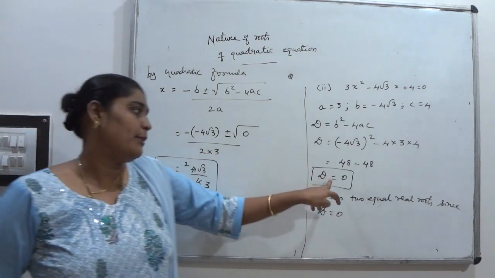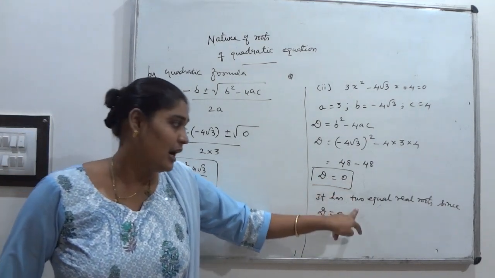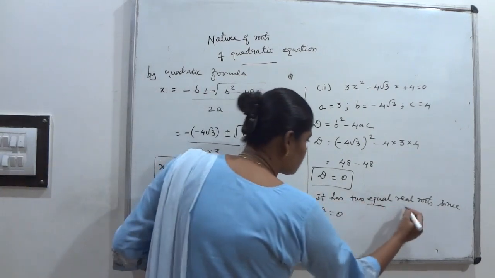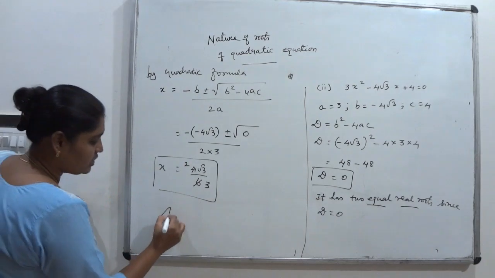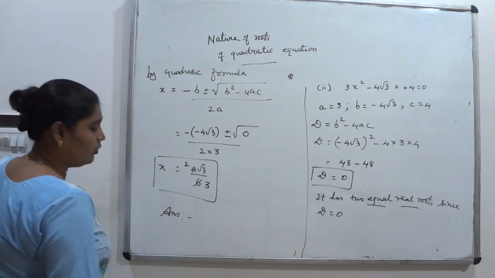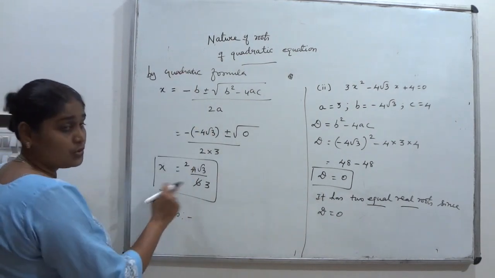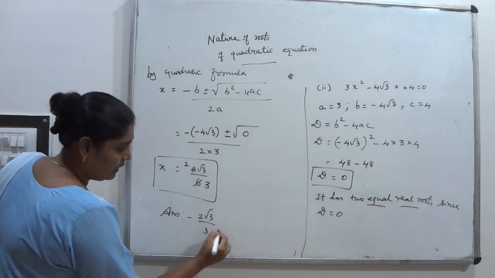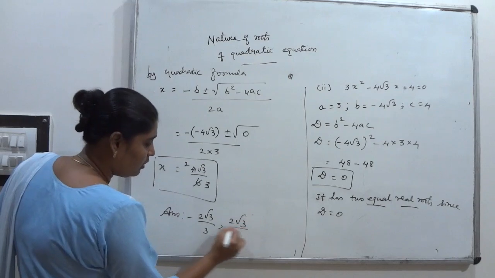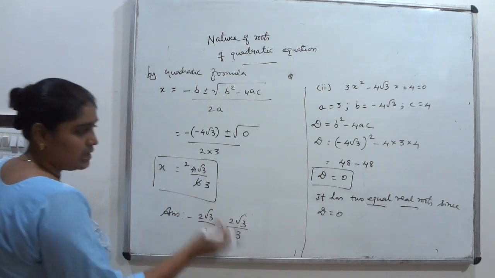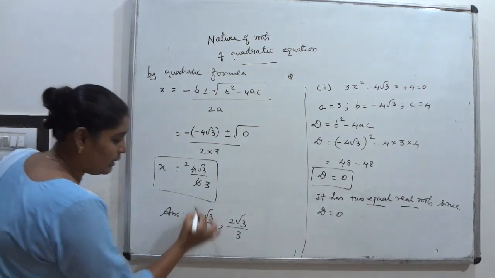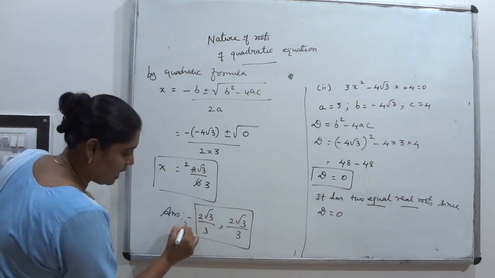When you have the capital D value is 0, it has two equal real roots. It is given to you, equal real roots. That's why I am repeating. It's a quadratic equation, therefore the equation has two values of x. So, 2 root 3 upon 3, again I am writing 2 root 3 upon 3. Why? It has two equal real roots. Capital D is 0. That's why I repeated 2 times here for the x value.